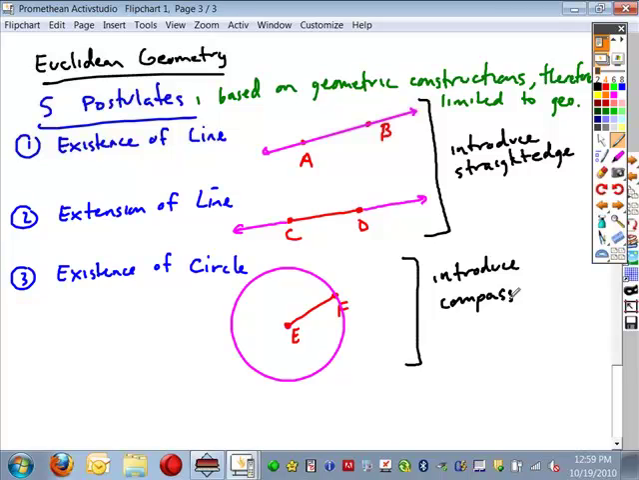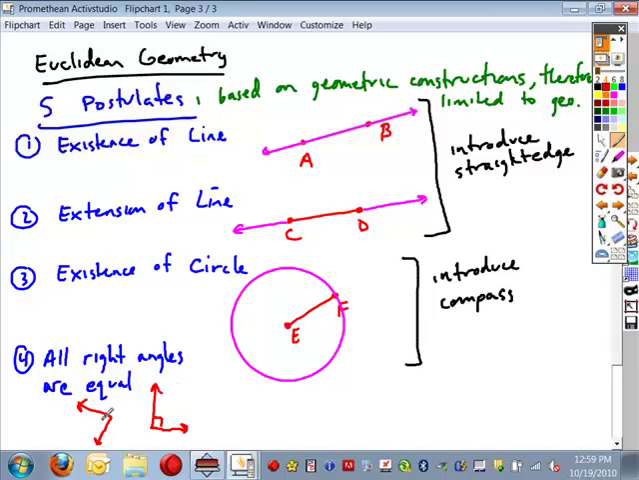Okay, there's 2 more postulates that are, again, based on constructions, therefore limited to geometry. The 4th one is all right angles are equal. Okay, so what this one states is if you have a right angle here and a right angle that's oriented differently, these 2 angles have the same magnitude. Again, it's the one way that magnitude is introduced into Euclidean geometry.